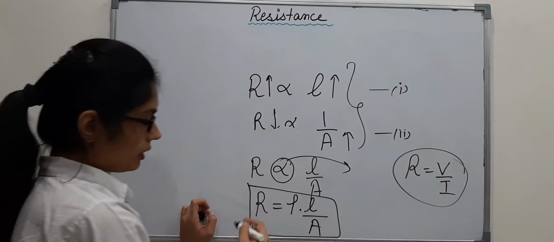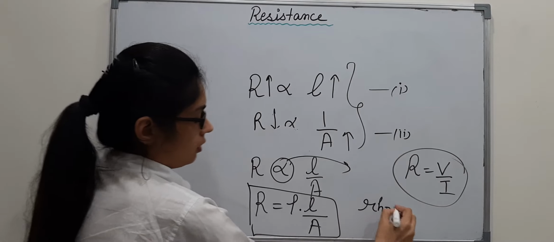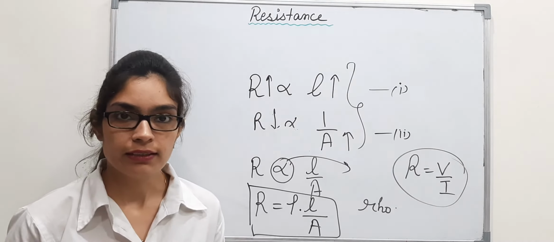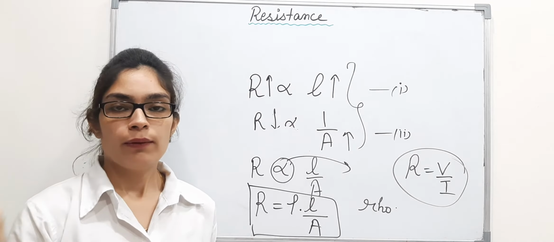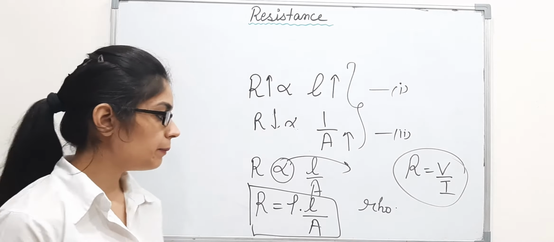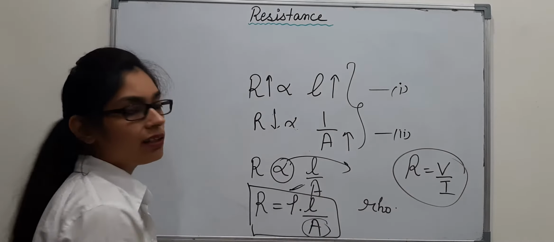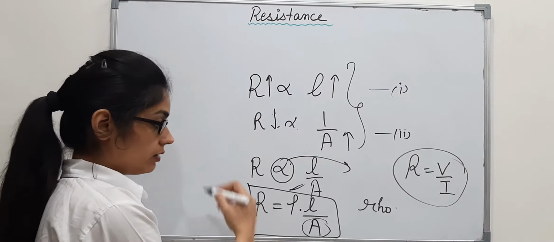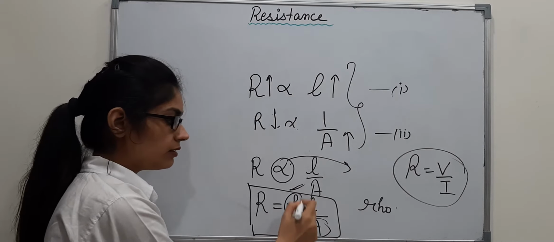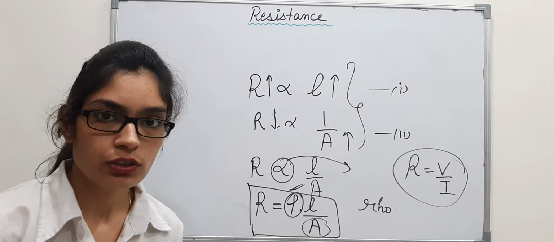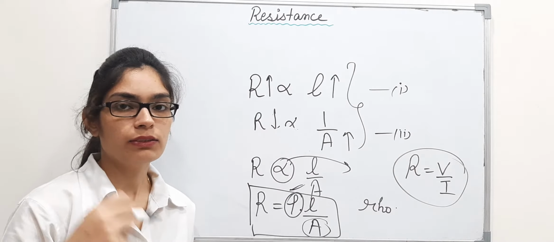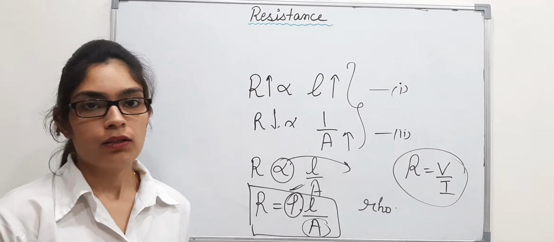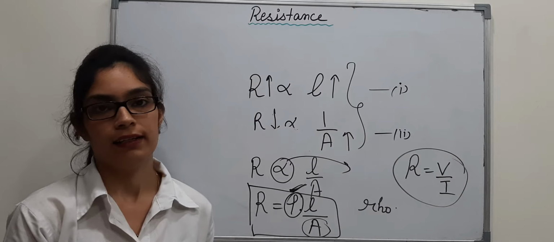So the other one is R is equal to rho into L upon A. Because we have discussed three things: resistance depends on the length of the conductor, then it depends on the area of cross section. So this is the third thing, which is rho, and it is the resistivity of a conductor. So resistance depends on three factors, and this resistivity tells us the nature of the conductor. As we have already discussed, it depends on length, area of cross section and nature. Nature means whether it's a metal, non-metal or alloy. So this resistivity will tell us.